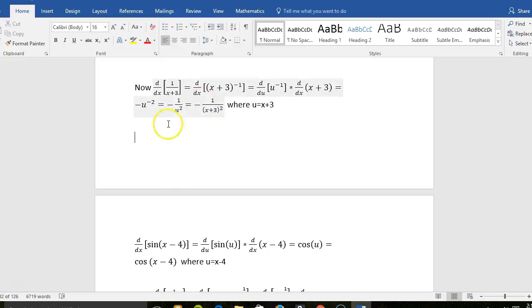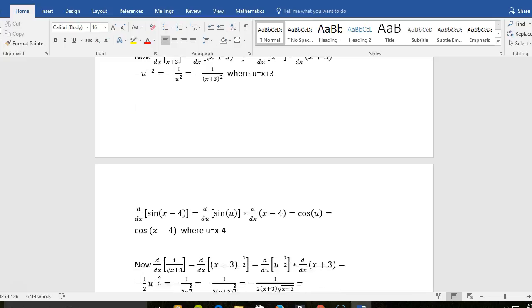Remember, you replace the inner part with u, and that lets you derivate the outer part with respect to u, and then you got to go back and derivate that inner part with respect to x. That's what's going on here. That's the so-called chain rule of calculus.